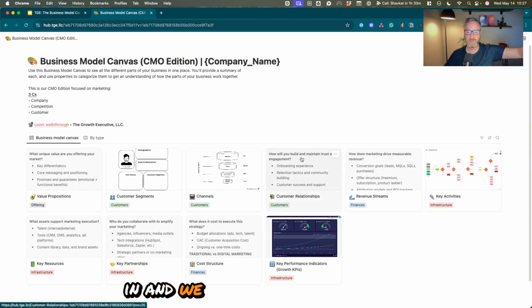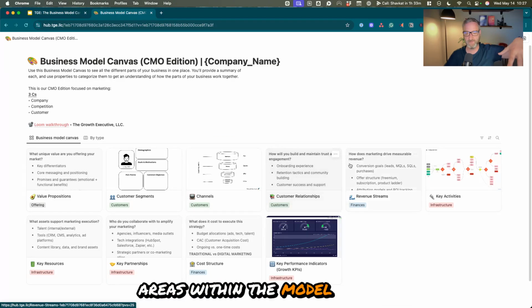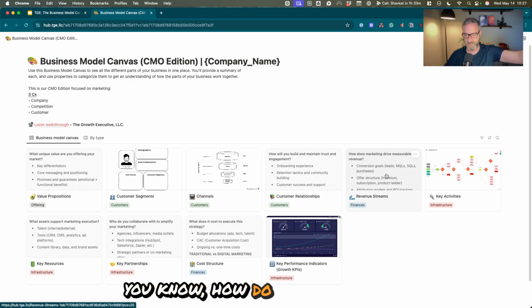Now, down the road, as you get those three C's nailed down, then we can come in and look at some other areas within the model canvas. Like, okay, is this the only revenue stream? Are there others? And how do I take it a step further?